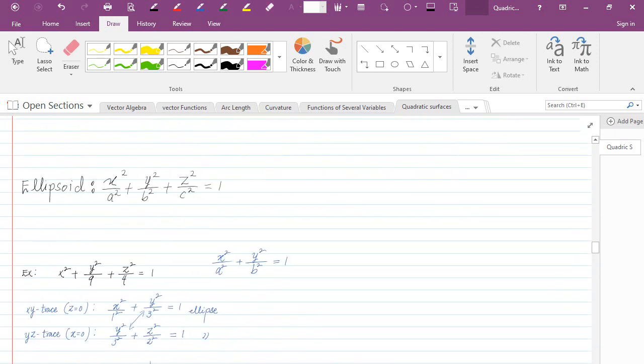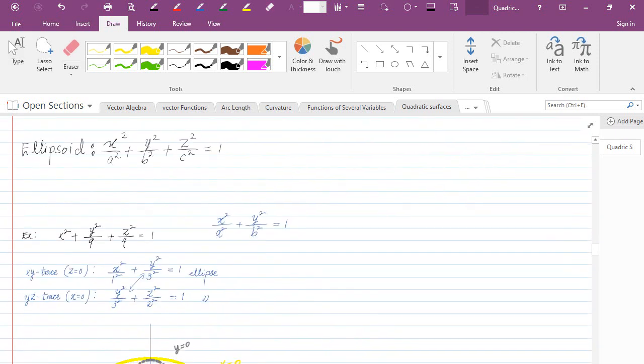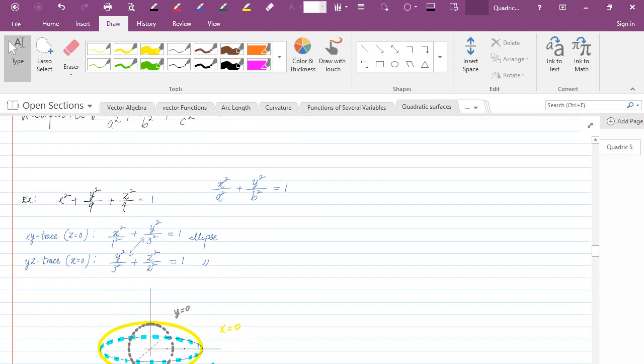So the first quadratic surface that I'm going to be looking at is that of an ellipsoid. The standard equation of an ellipsoid looks like this: x squared divided by a squared plus y squared divided by b squared plus z squared divided by c squared is equal to 1. So this is the standard form of the equation of an ellipsoid. Then let's look at an example of that.